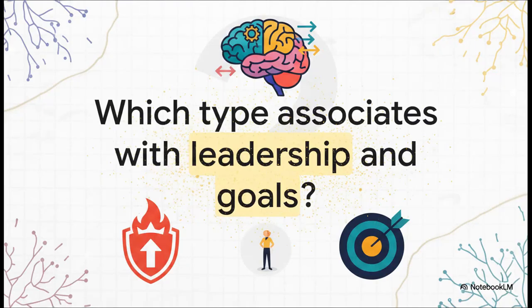So, based on that, which historical temperament aligns closest with modern leadership and goal orientation? Is it A, phlegmatic, B, choleric, C, sanguine, or D, melancholic? And the correct answer is B, choleric. The intense ambition and drive of the choleric temperament make it a really natural fit for leadership dynamics.